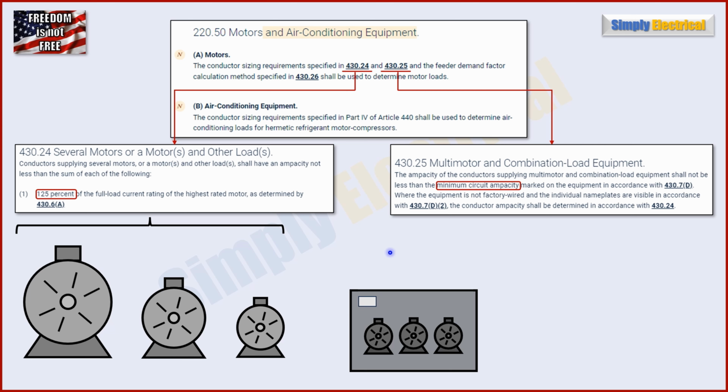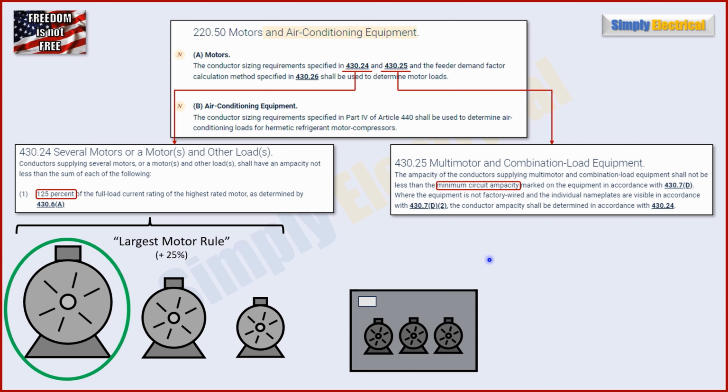So in a nutshell, if I was to rephrase this, I'd say that 430.24 says that you add an extra 25% to the largest individual motor and then add up the rest of the loads with it. Now, we've always called this the largest motor rule, and it only applies to multiple individual motors. But 430.25 says that if you have a self-contained package unit with multiple motors or a motor and other loads, then you take the nameplate rating. So this would usually be like an industrial machine or something with motors incorporated into it. You know, something that was likely assembled in a factory.